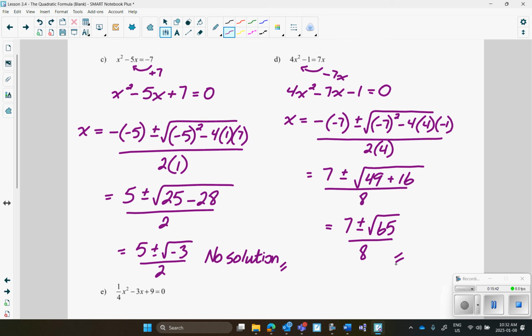Okay? 7 plus the square root of 65 divided by 8, 7 minus the square root of 65 divided by 8. And notice we're actually not using our calculator and going to decimal because we want exact answers. The only time we start using our calculator is if it's a problem-solving situation.